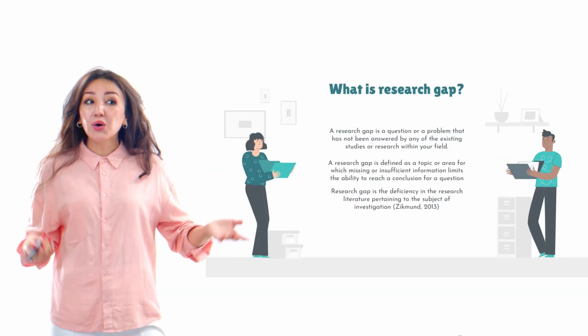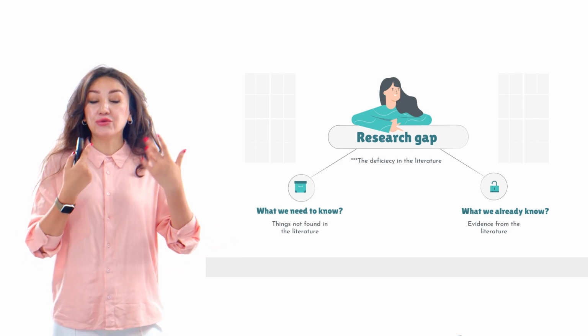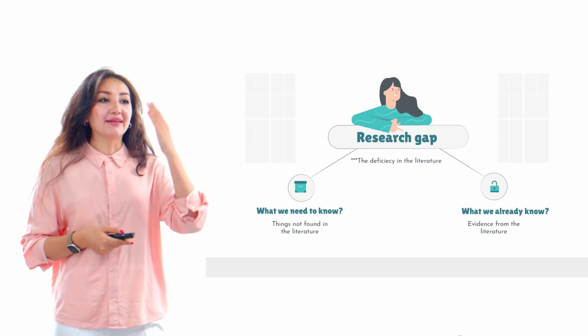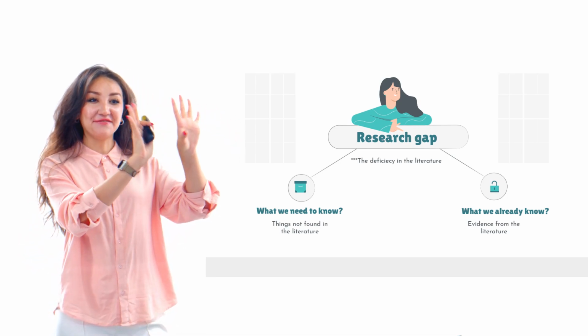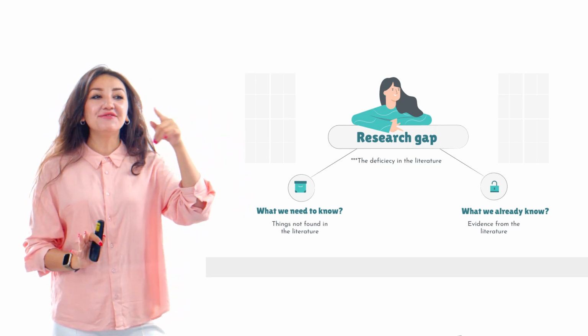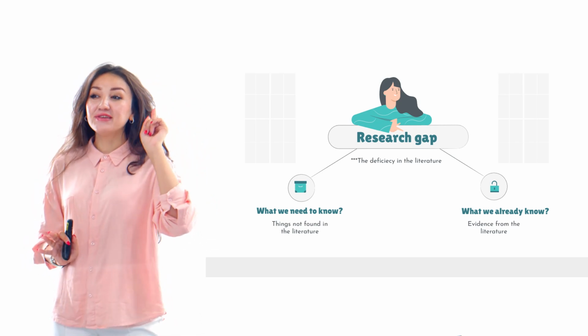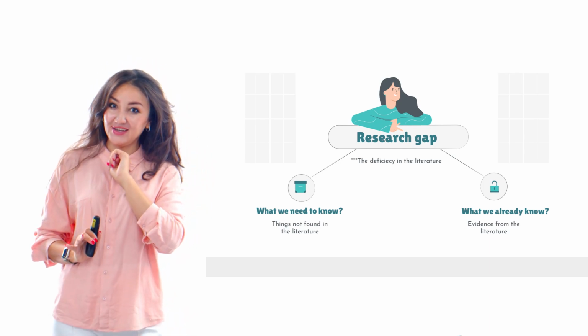Problem statement: we know that every research needs a problem that you have to solve. And let's look for the research gap. I would like to show a very clear diagram for this. Look at this. A research gap is a deficiency in the literature. Deficiency means something that is missing. That is a deficiency, okay?